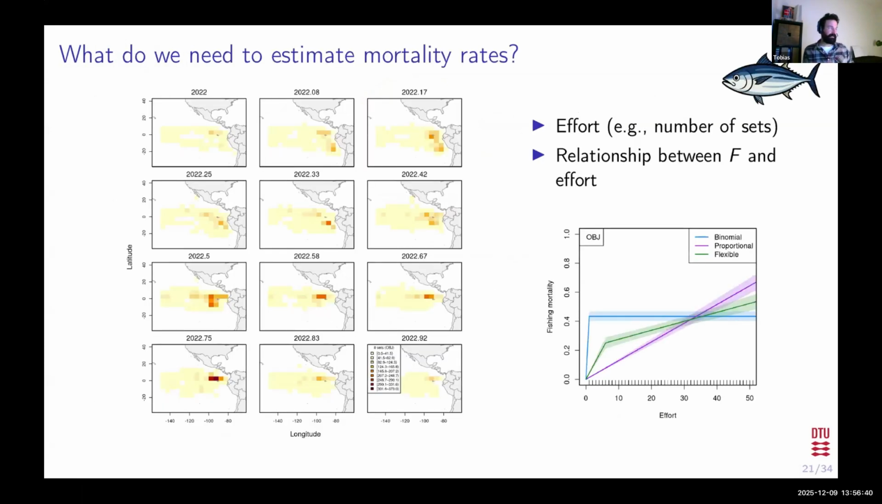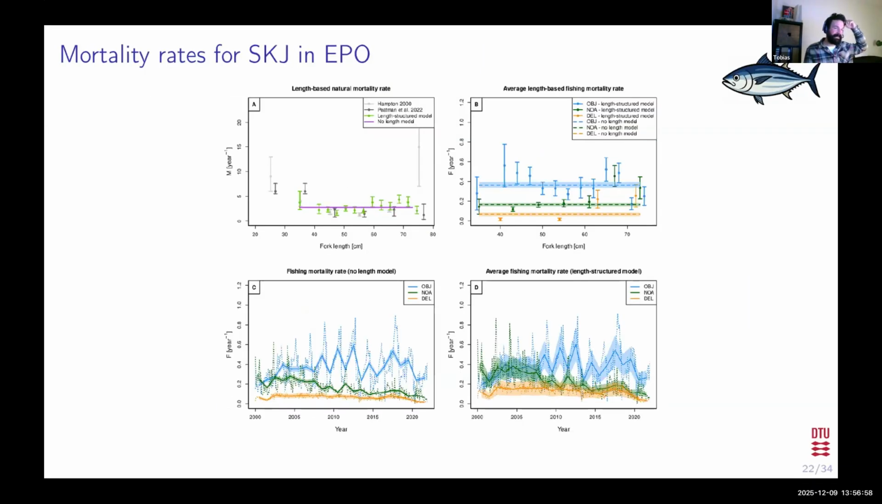But this approach uses effort data, and here we lost a lot of hair trying to figure out how to depend less on this effort data, as this is really questionable in a tuna world. We looked at a lot of relationships, and now I'm running over time, but maybe just if you allow two more slides.